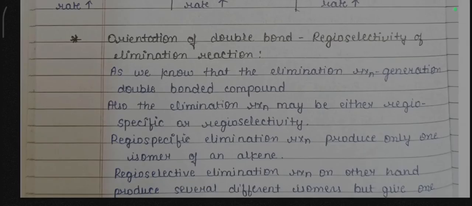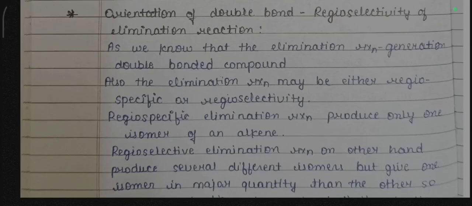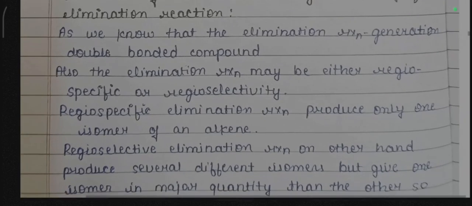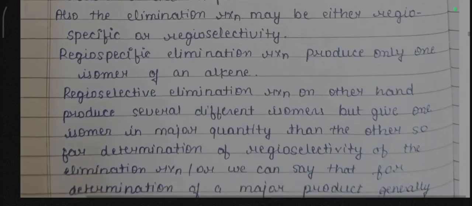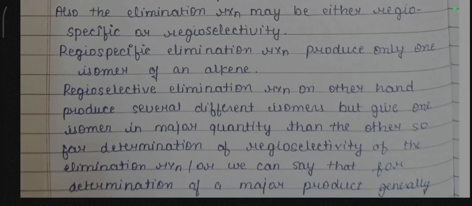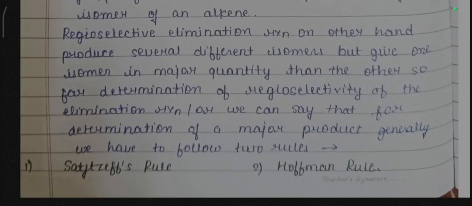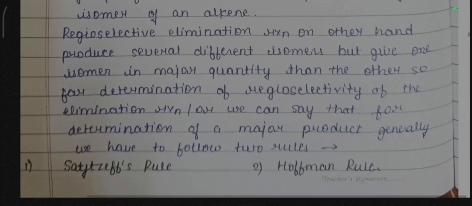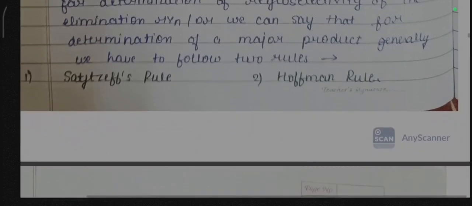Orientation of double bond: regioselectivity of elimination reaction. As we know, elimination reactions generate double bonded compounds. The elimination reaction may be either regiospecific or regioselective. A regiospecific elimination reaction produces only one isomer of an alkene. A regioselective elimination reaction, on the other hand, produces several different isomers but gives one isomer in major quantity over the others. So for determination of regioselectivity of the elimination reaction, or we can say for determination of the major product, generally we have to follow two rules. First is the Saytzeff rule, second is the Hofmann rule.